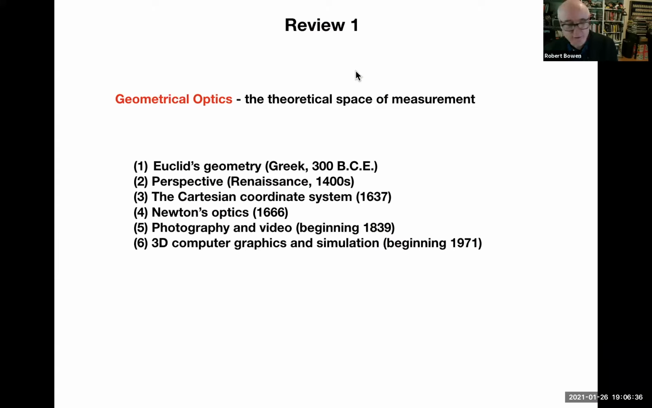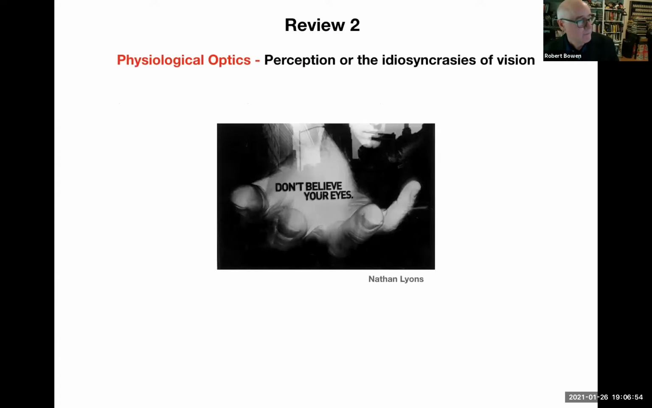Just a quick review from what we talked about last week, so I can build on that. So we have geometrical optics. I'm not going to talk about it other than to name it, and we'll think of it as a theoretical space of measurement. And then we have physiological optics, which is the optics of perception and the idiosyncrasies of vision.